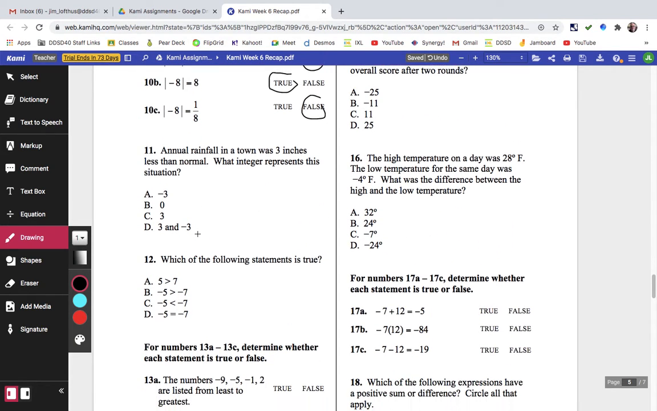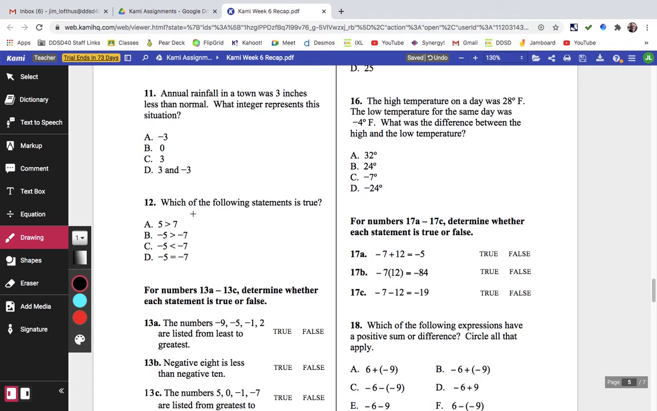Number 11, annual rainfall in a town was 3 inches less than normal. What integer represents this situation? So the negative is the less than. So we could say a -3. So there was -3. The annual rainfall was 3 inches less than. So it's a -3. So we would use that one because of the less than.